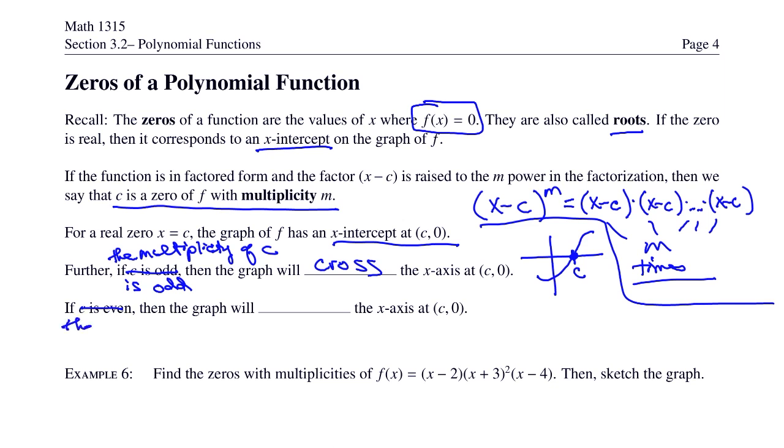And then if the multiplicity of c is even, then the graph will touch the x-axis at x equals c. So here's c with even multiplicity. So it comes in and it touches, and it does not cross. It simply touches the axis and then goes back to where it came from. It could have started on top, just like I have drawn here, or it could have started on the bottom, come up and touched it, and then retreated back down below the x-axis. So odd is cross, even is touch.